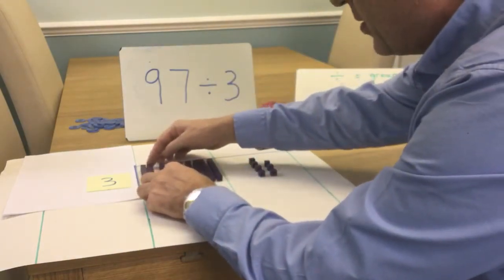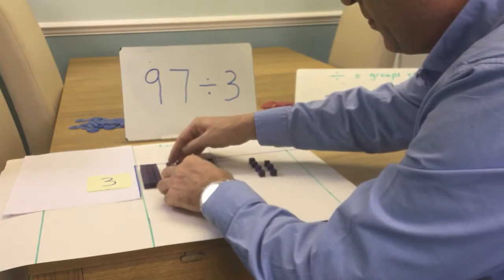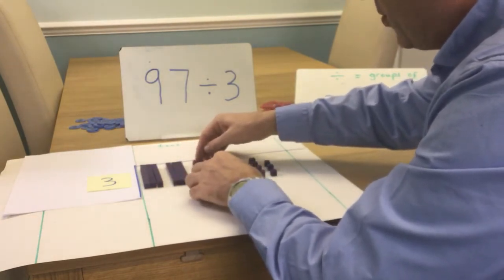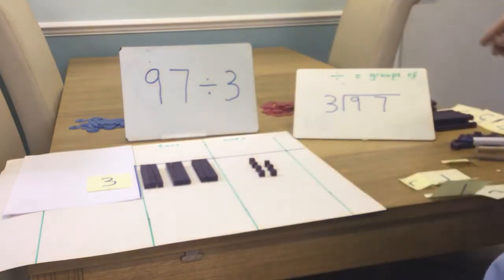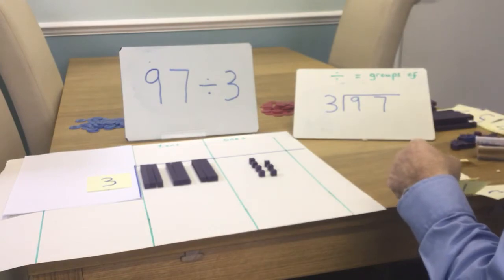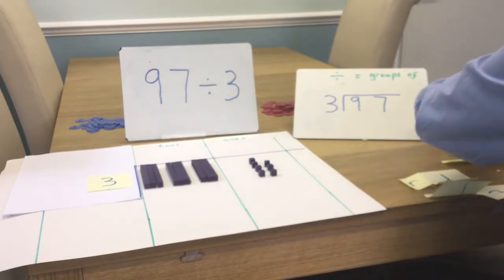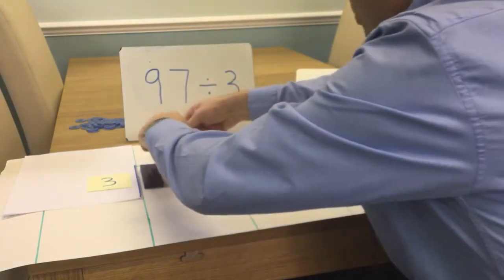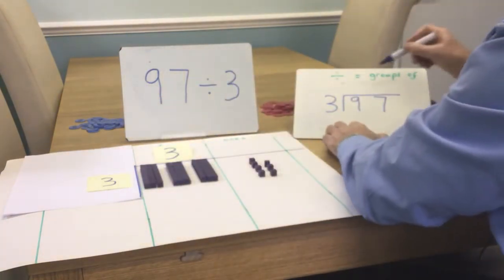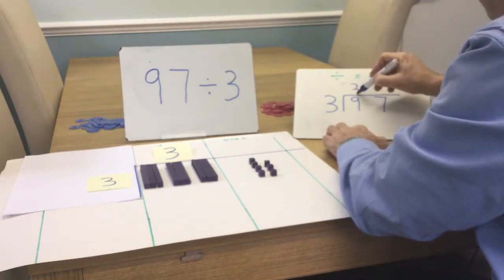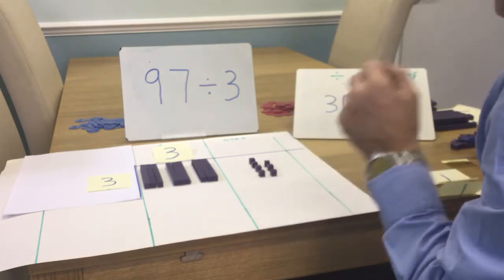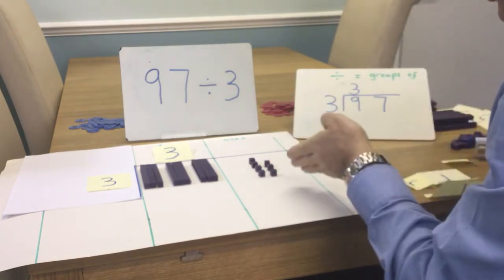The answer to that is 1, 2 groups. I can make 3 groups of 3 tens. So let's pop a 3 there. And we put a 3 above our sum. And there's no remainders, nothing to exchange, so we can go on to the ones column.